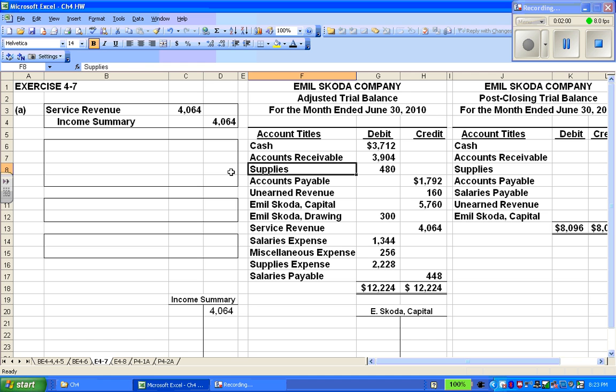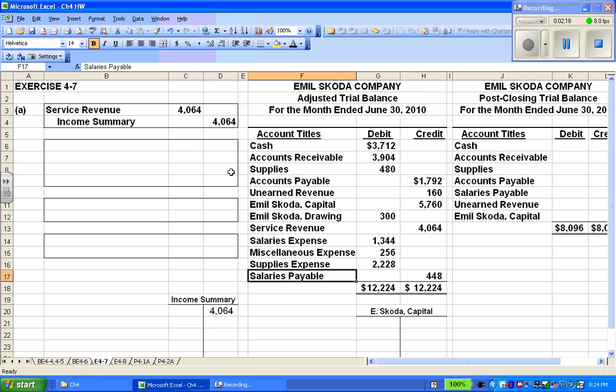The next step is to close out the expense accounts. Well, let me see, what do I have? I have salaries expense for 1,344. I have miscellaneous expense for 256. I have supplies expense for 2,228. And then I have a salaries payable.